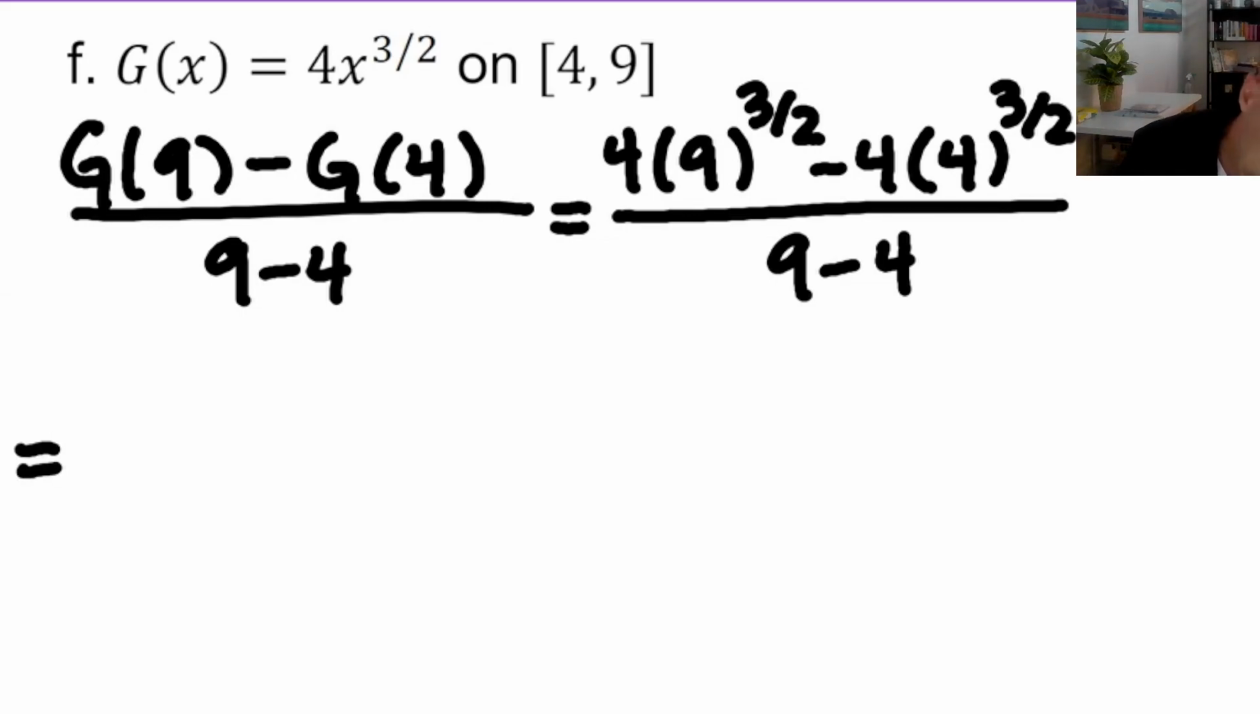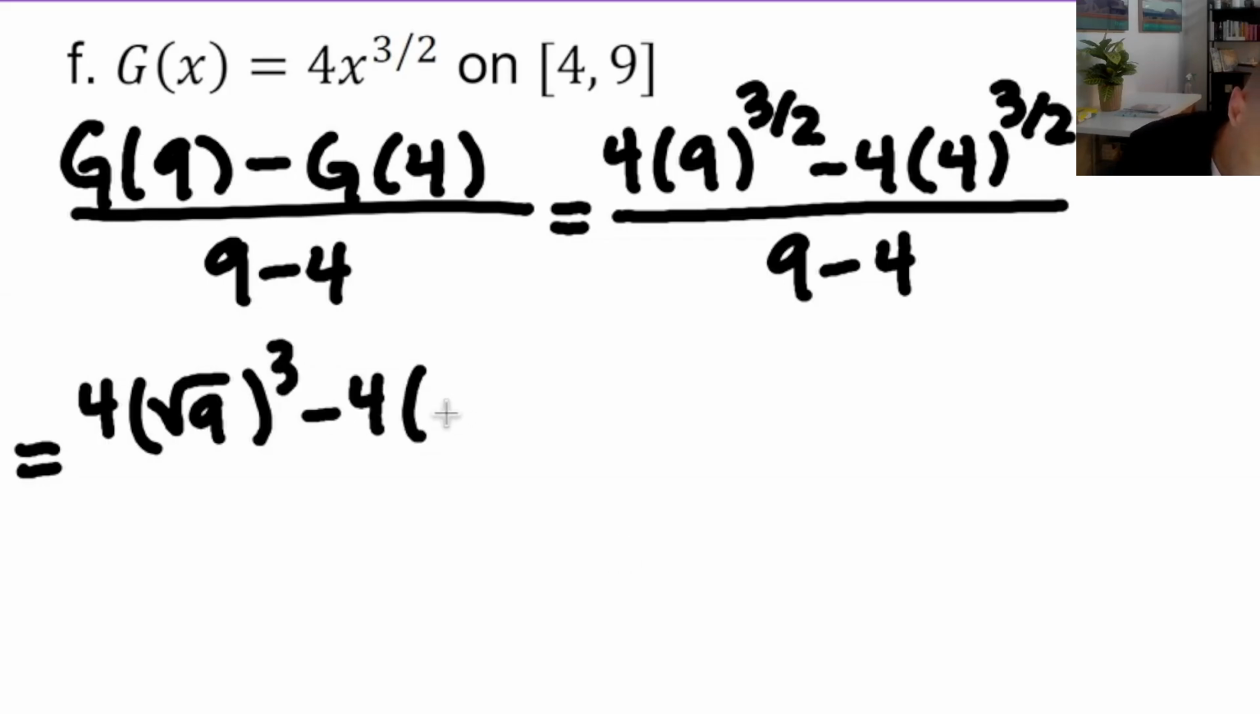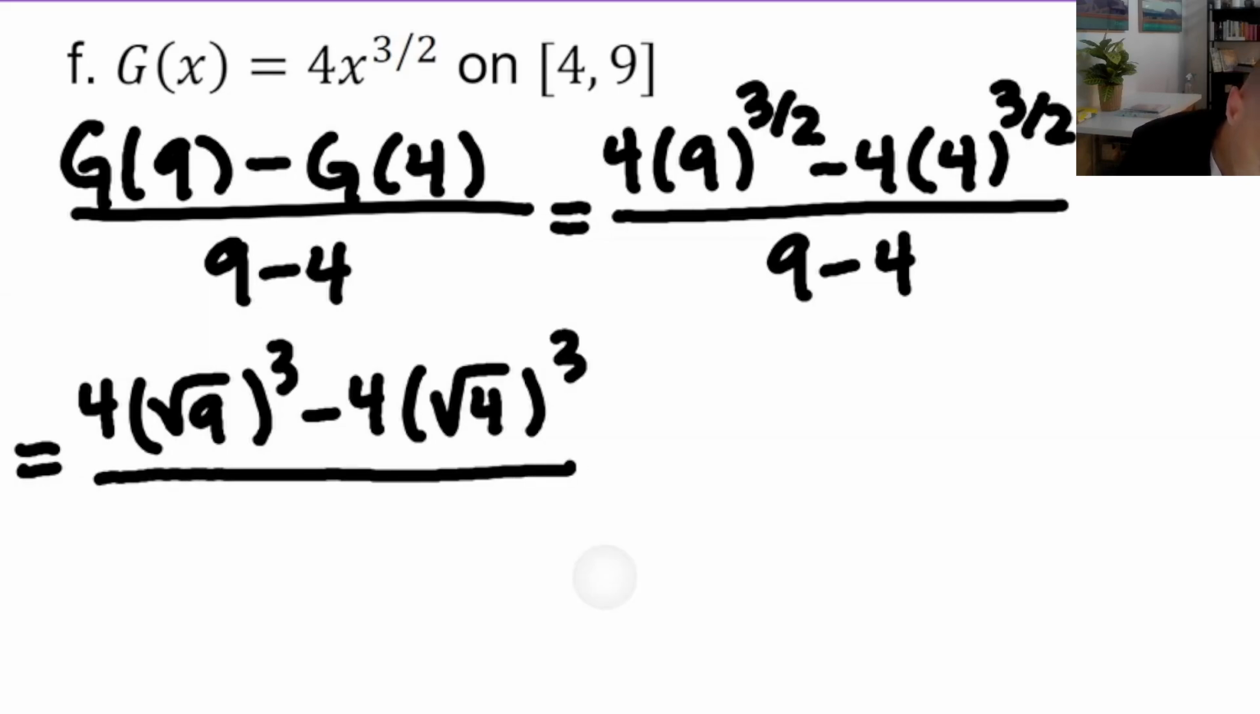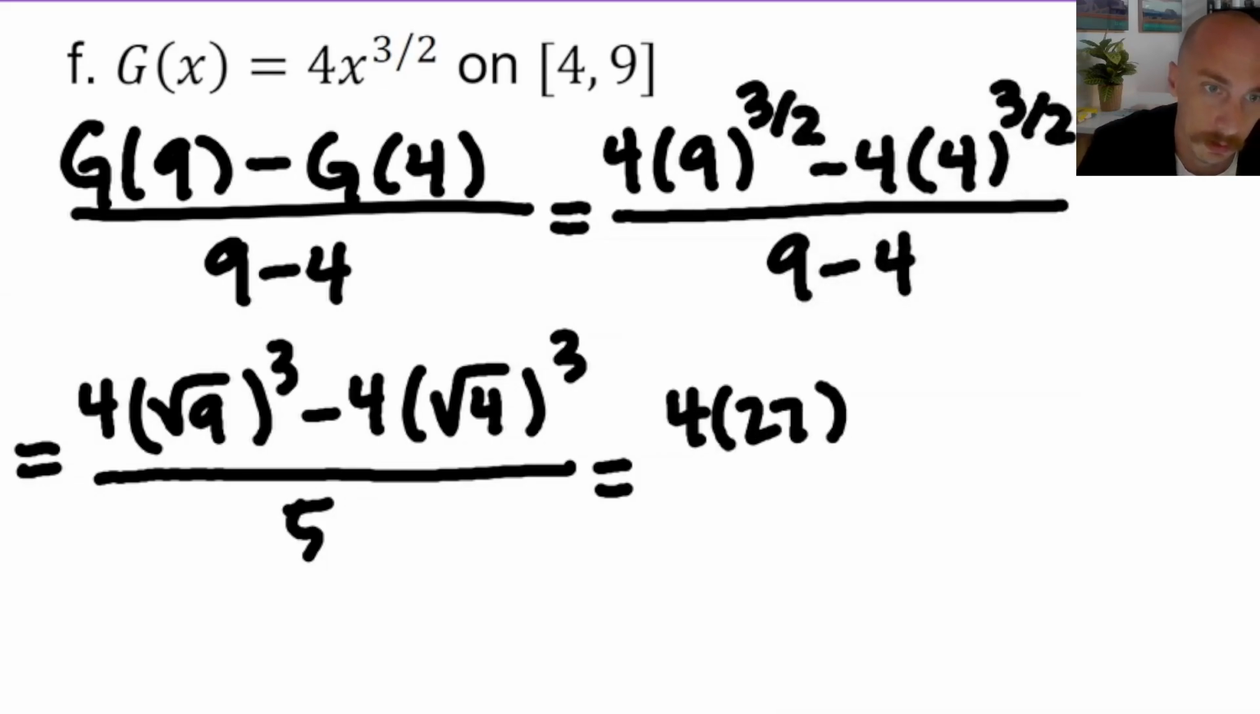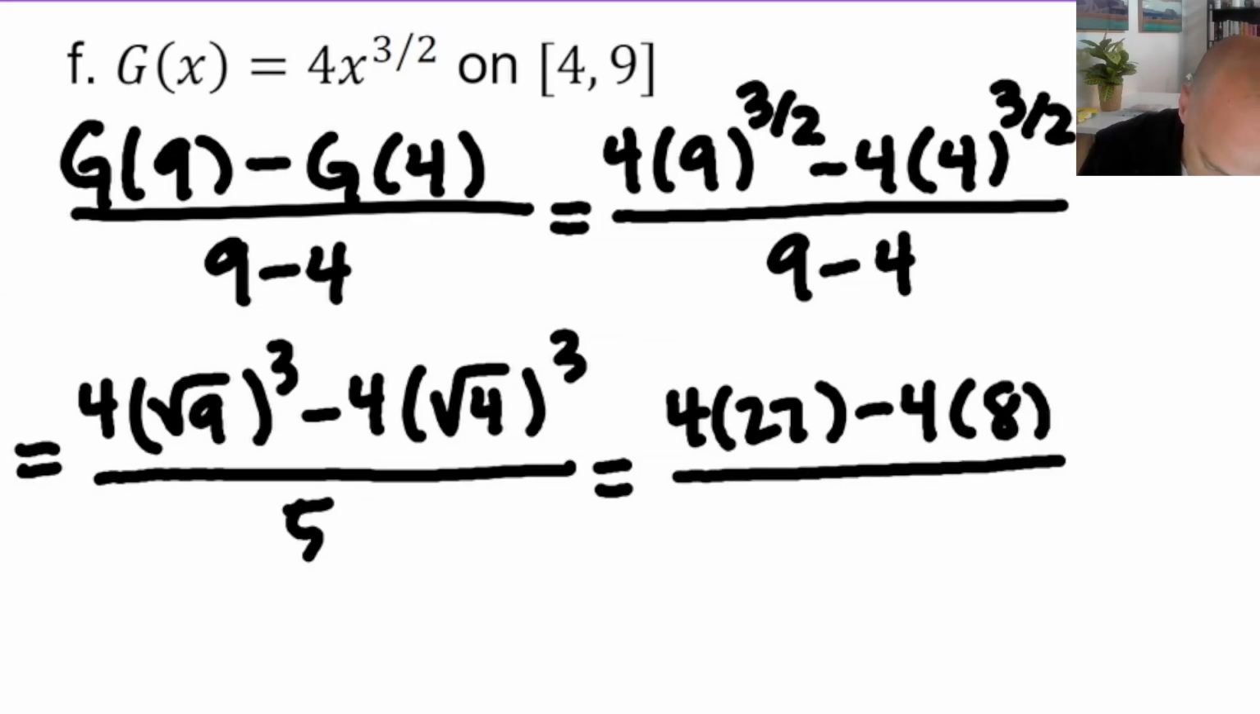So I'm going to say, all right, 9 to the 3 halves, I take the square root of 9 and I'll cube that, minus 4 times, take the square root of 4 and cube that one, and divide by 9 minus 4. Alright, so square root of 9 is 3, to the third is 27, so we've got 4 times 27, minus 4 times square root of 4 is 2 to the 3 is 8, divided by 5.